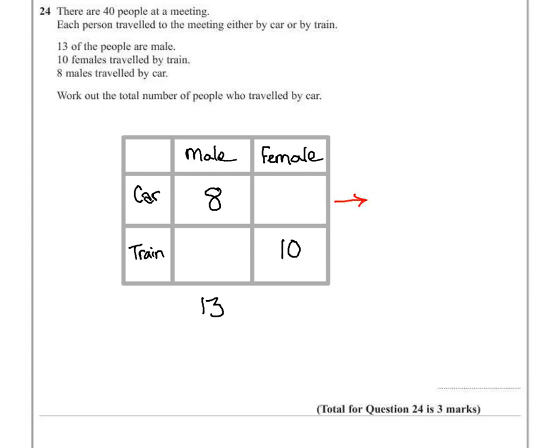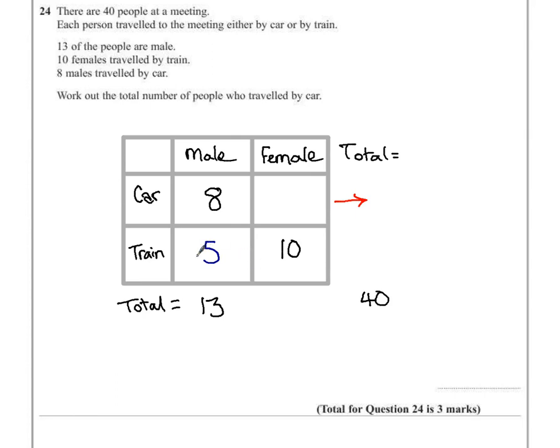To work that out, we're also told that there are 40 people. So all of our numbers across this way, our total number of people has to equal 40 in both directions. So let's see what information we can work out from this. Well, we know that the males have to equal 13. We've already got 8 by car, so what that means is that the missing number here must be the men who travel by train, so that's 5.